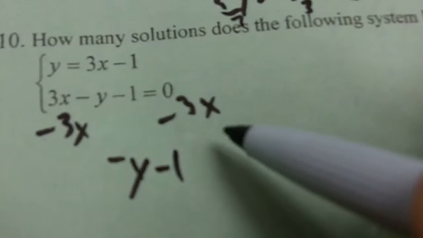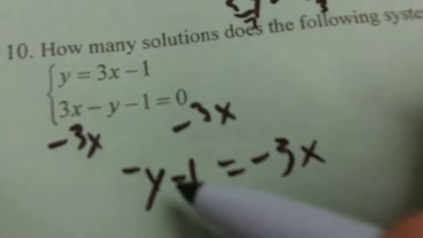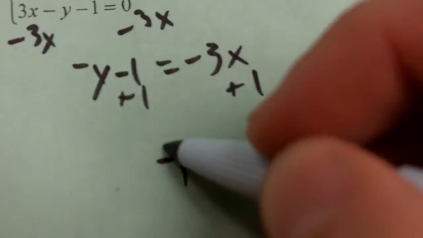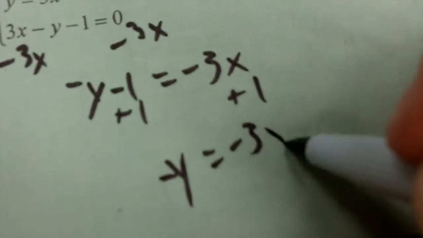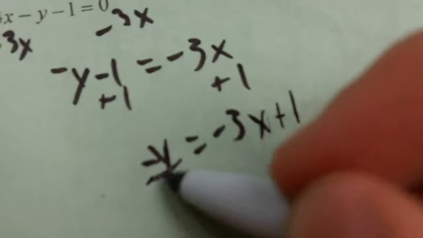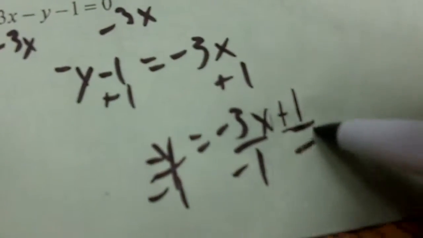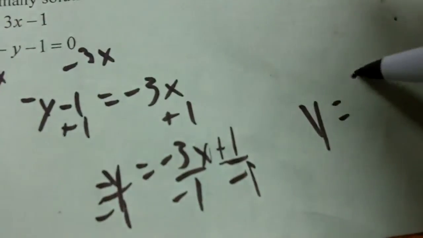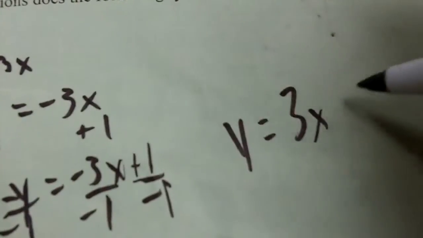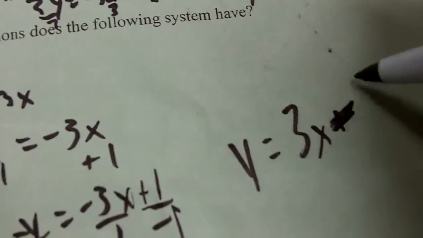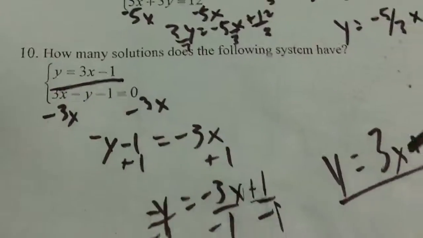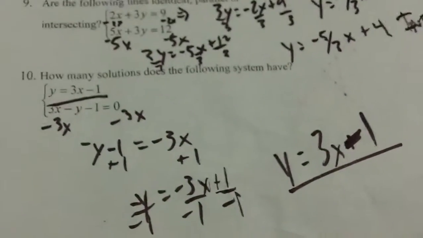Negative y minus 1 equals negative 3x. Y is not by itself yet, so I'm going to add 1 to both sides. I have negative y equals negative 3x plus 1. Divide by negative 1 on both sides. Y equals negative by negative is positive 3x. 1 divided by negative 1 is minus 1, sorry, minus 1. So my two equations now, this is the one I just found. This is my first one. Y equals 3x minus 1, y equals 3x minus 1.